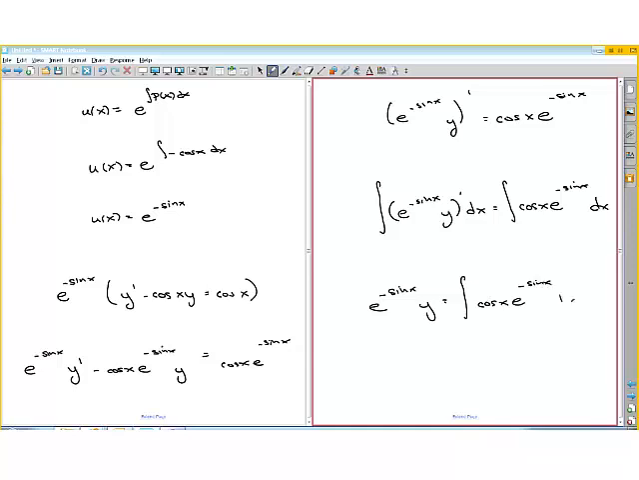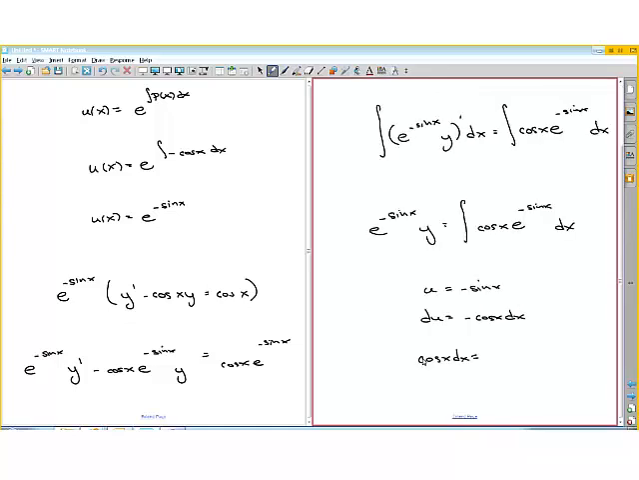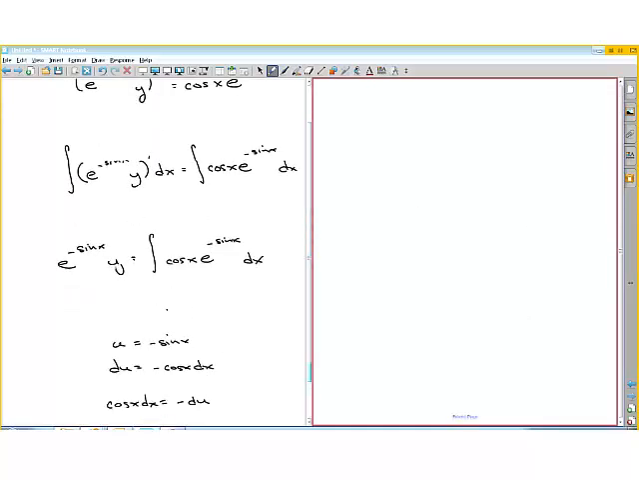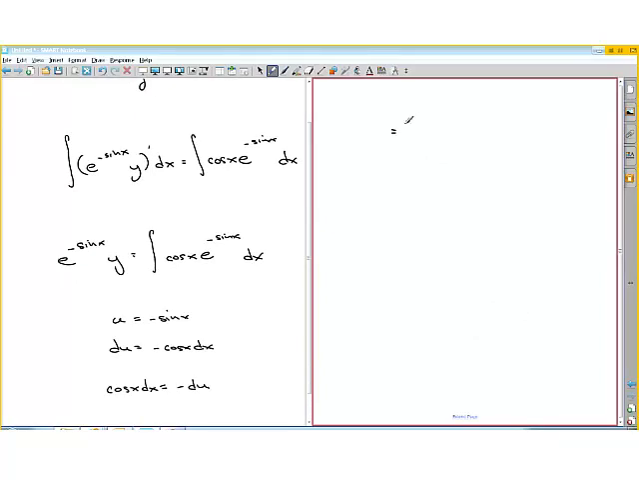Because what we do, again, using u substitution, we would let u equal negative the sine of x. So du would be equal to, well, the derivative of the sine is a cosine, so you get negative cosine of x dx. And what do we have? Cosine of x dx. So we can say the cosine of x dx is equal to negative du. So then we make the u substitution into the right-hand side. So let's just do that for right now.